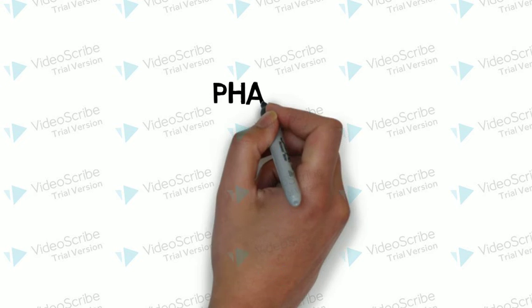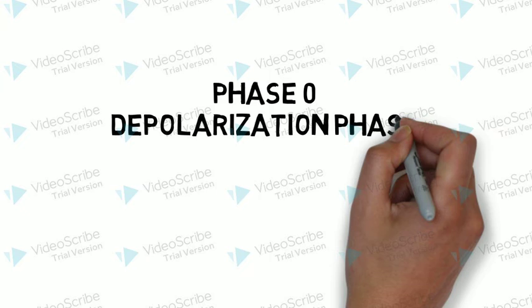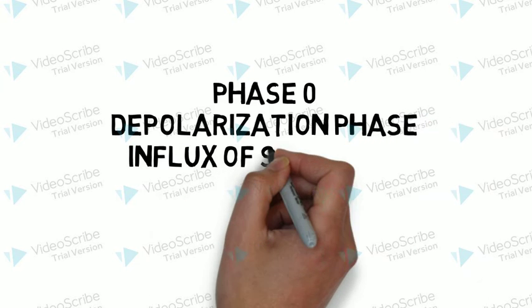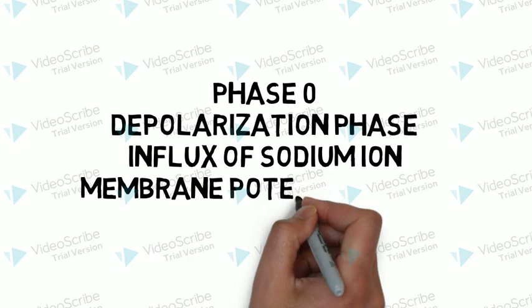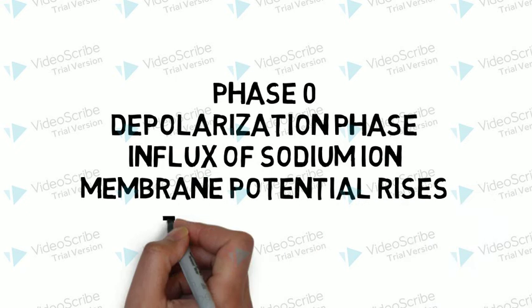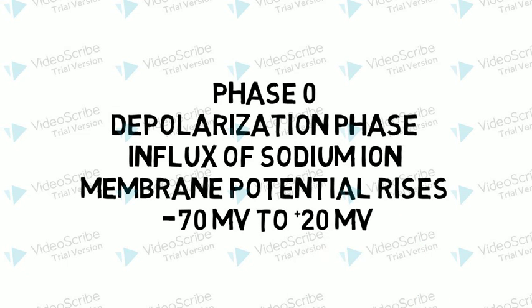As it reaches the threshold potential, phase 0 will start. Now phase 0 or the depolarization phase. Here the resting membrane potential reaches the threshold potential, then the sodium channel will open, which causes influx of sodium ion, and membrane potential rises from -70 mV to +20 mV.